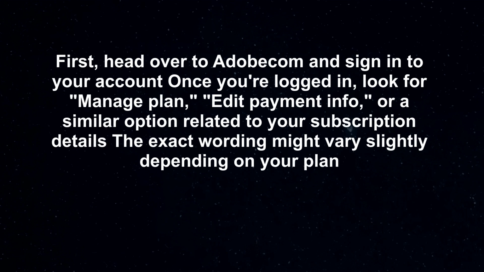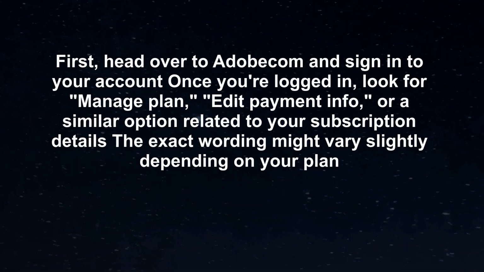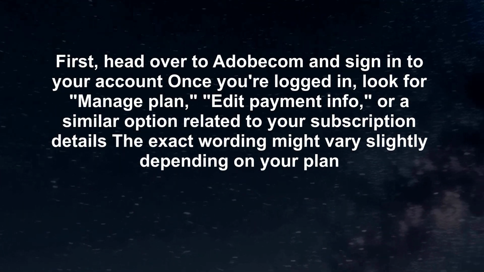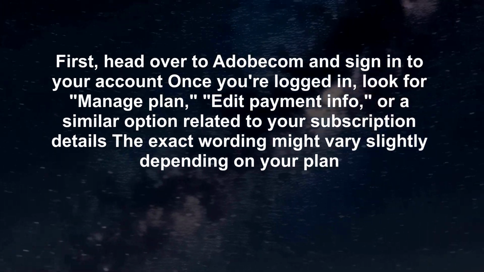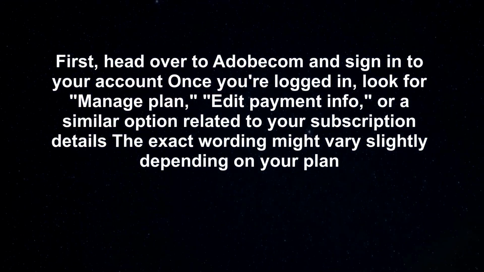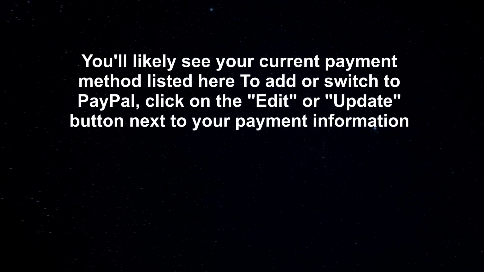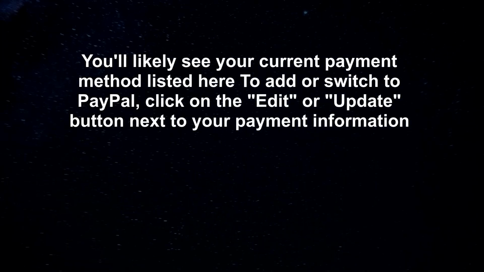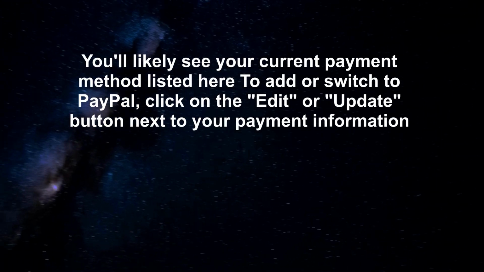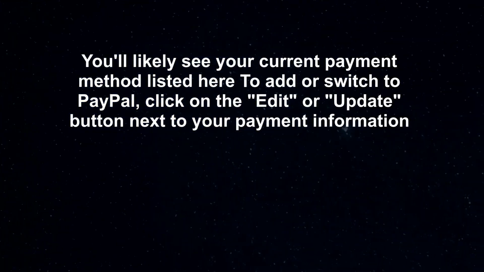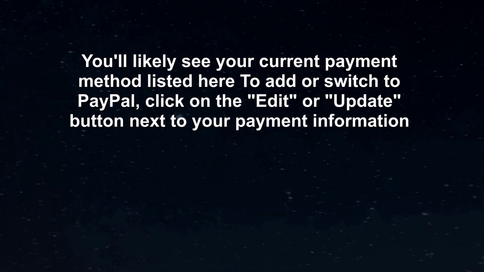Once you're logged in, look for Manage Plan, Edit Payment Info, or a similar option related to your subscription details. The exact wording might vary slightly depending on your plan. You'll likely see your current payment method listed here. To add or switch to PayPal, click on the Edit or Update button next to your payment information.